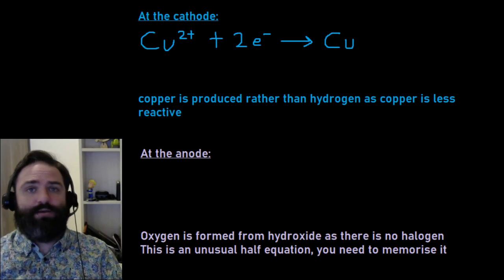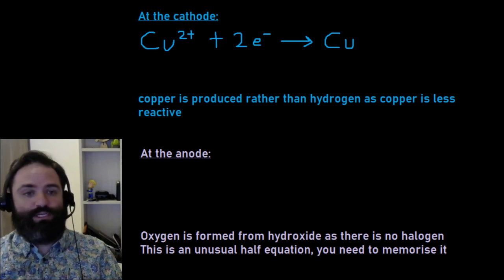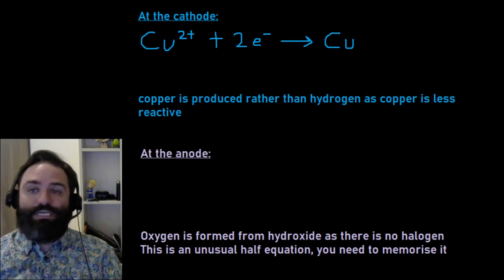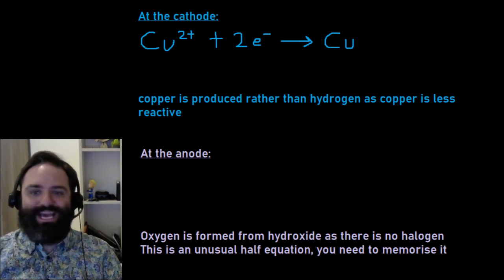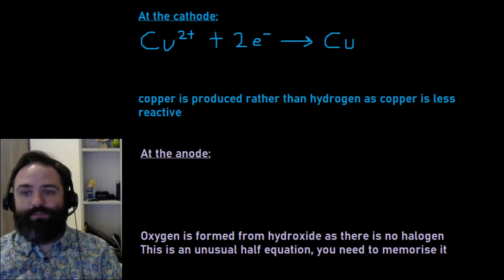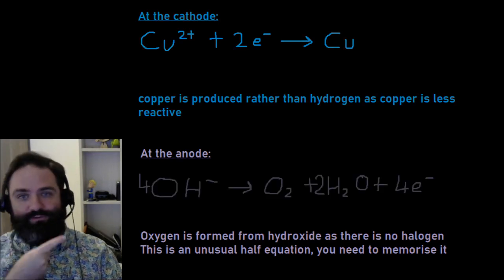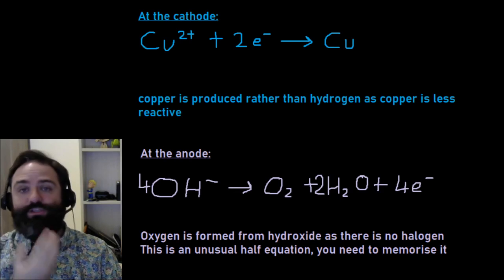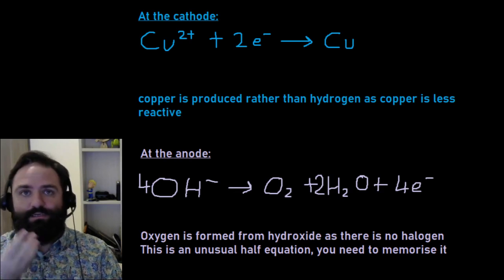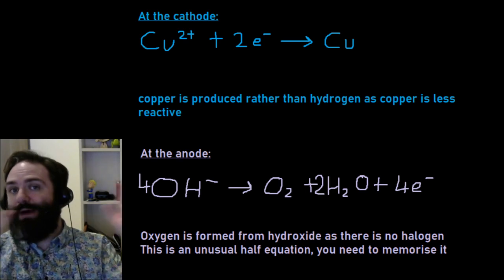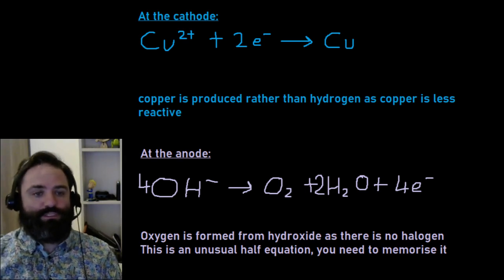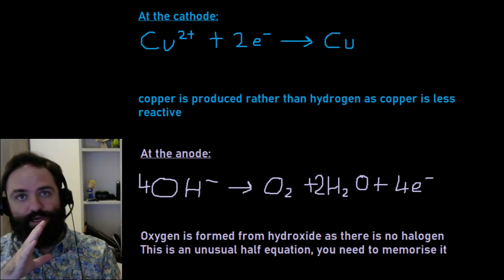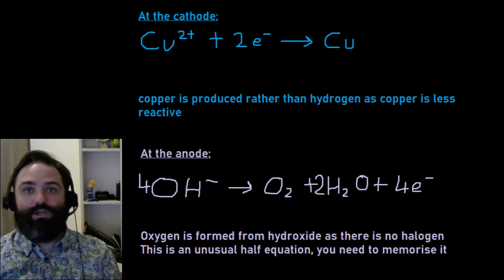At the anode, this time, no halogen present. No halogen in this at all. So it's going to be the hydroxide that gets discharged. Remember I said earlier that the hydroxide is a special case. You need to just learn it. You need to just memorize it. Well, its half equation looks like this. It produces oxygen gas. It also produces water, but the water doesn't come out of it. The water stays in the solution. So the two half equations for the electrolysis of copper sulfate solution look like this. That second one will always be what you get when you electrolyze something with hydroxide in and there's no halogen.